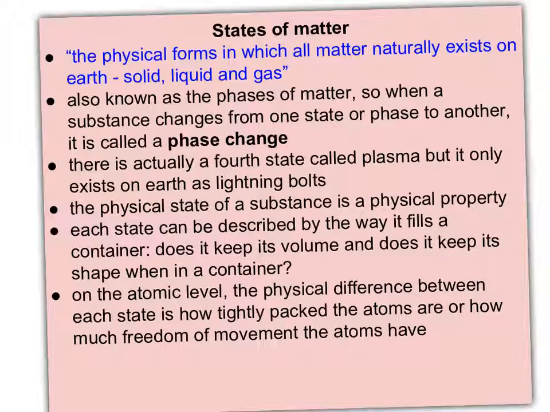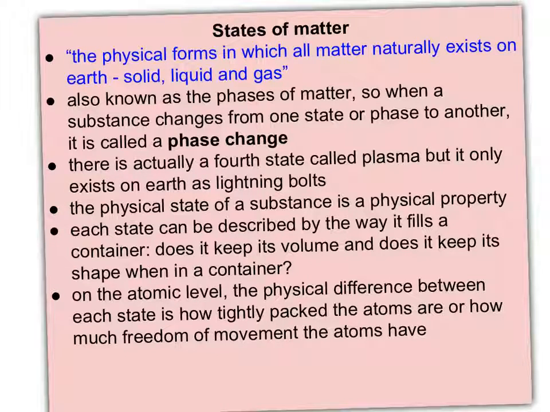Welcome. This screencast will discuss the states of matter, specifically the three states of matter that occur naturally on Earth. The definition for states of matter is the physical forms in which all matter naturally exists on Earth: solid, liquid, and gas. This is also known as the phases of matter. So when a substance changes from one state or one phase to another, it's called a phase change.